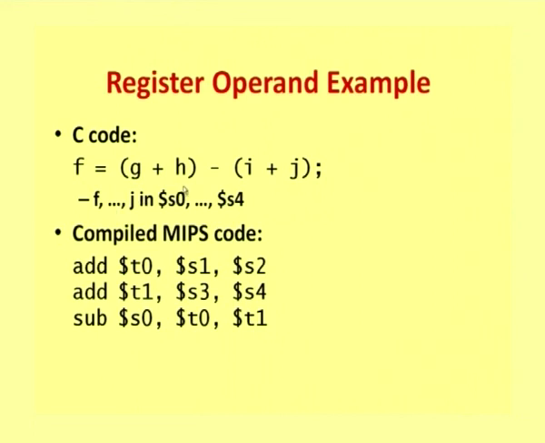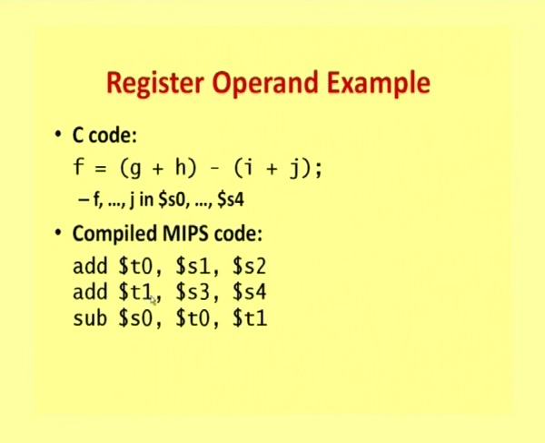So, f, g, h, i, j, all these are variables which will be stored in registers $s0, $s1, $s2, $s3 and $s4. The compiled MIPS assembly for this statement would be: I need to add these numbers and then subtract. So, add $t0, $s1, $s2. S1 and S2, these two values g and h, are added and stored in $t0. Similarly, i and j, which are in $s3 and $s4, are added and stored in $t1.